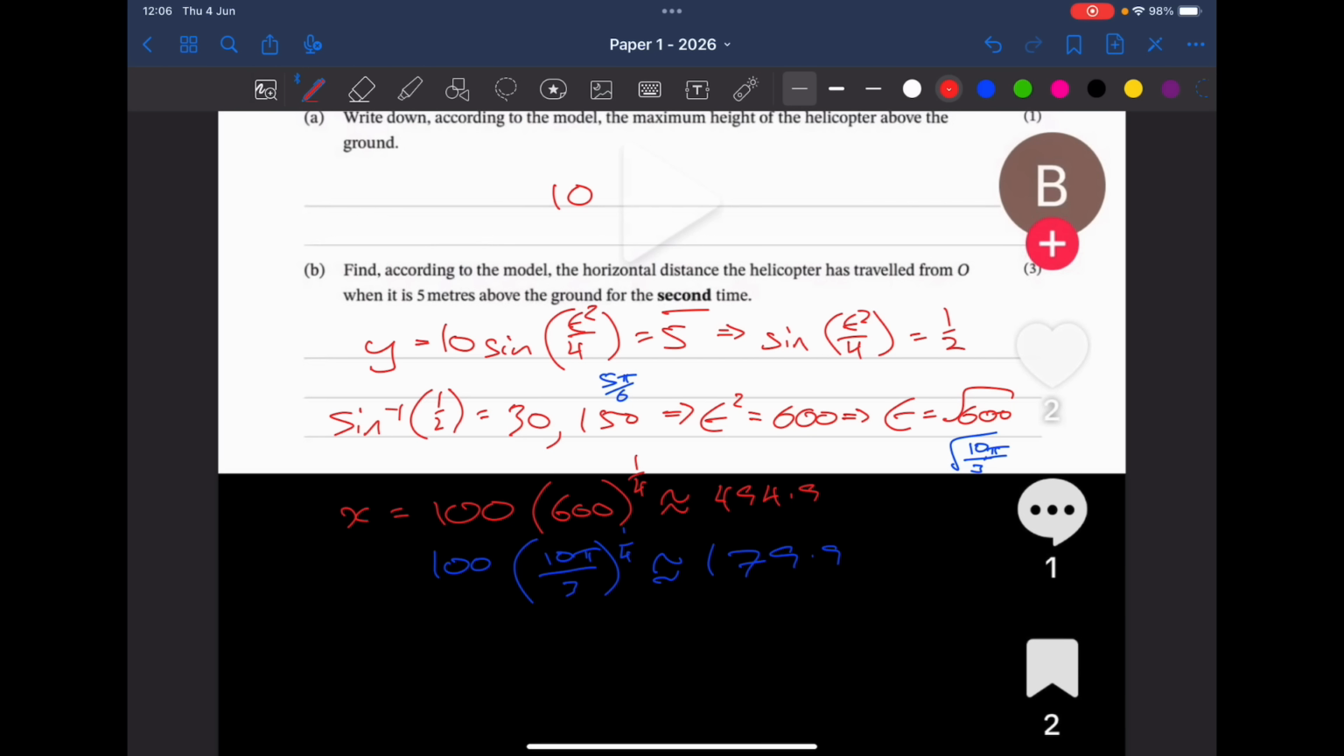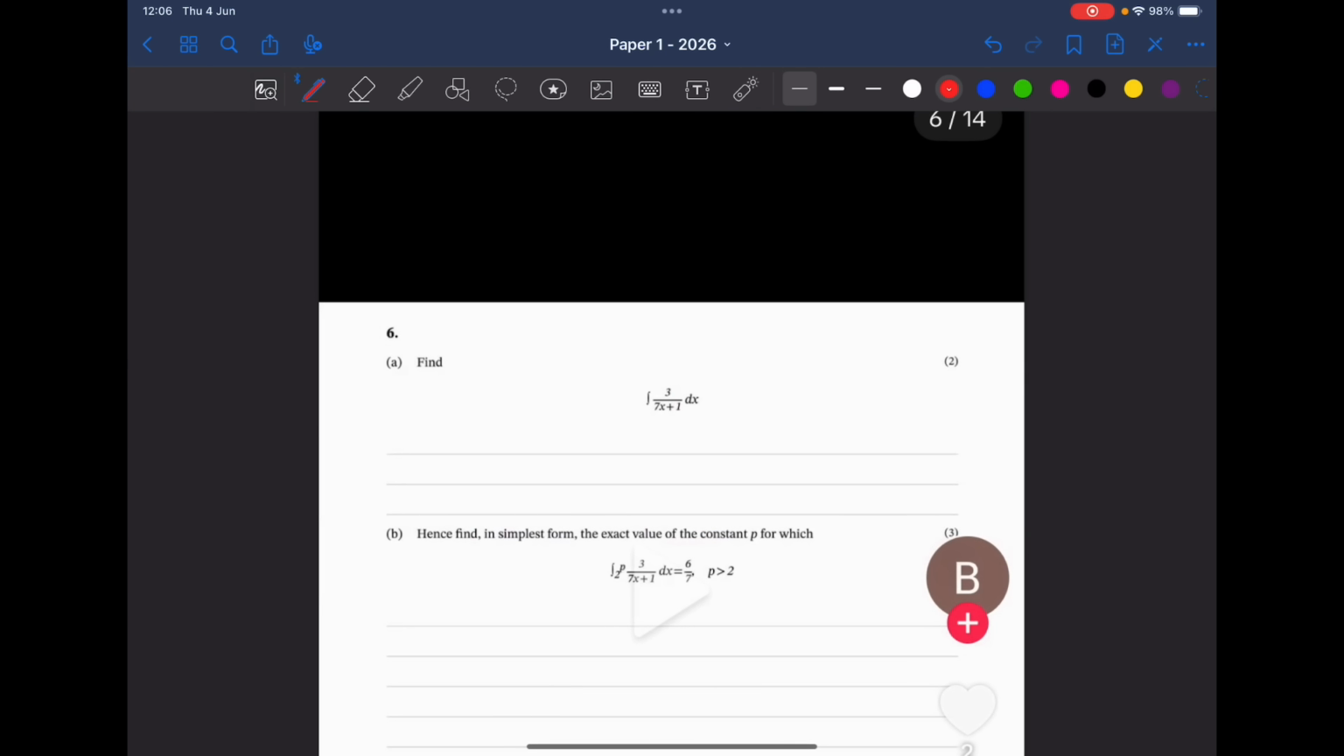That looks good to me. And that is the same number, yeah, 179.9, same as yesterday. So that's good. Find this thing.